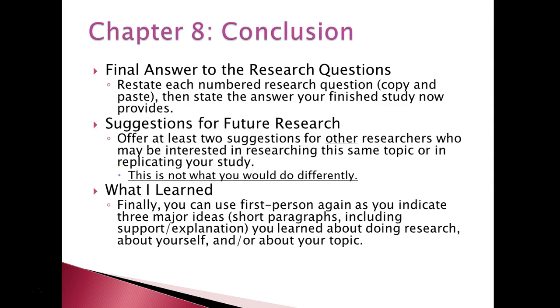The last section of the conclusion is what I learned. This is finally the part where once again you get to use first person. You're going to indicate 3 major ideas. This could be in short paragraphs, including support or explanation. These are not bullets, these are not numbered. In the what I learned, you explain what you learned about doing research, what you learned about yourself, and/or what you learned about your topic.